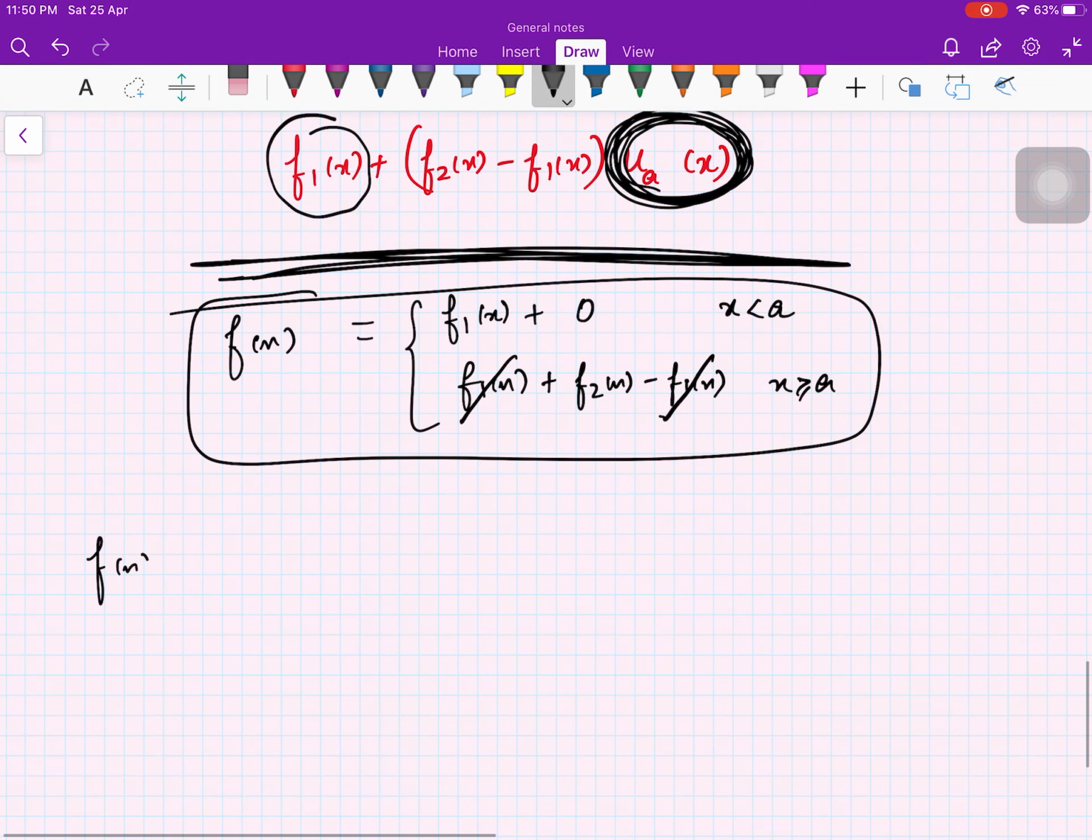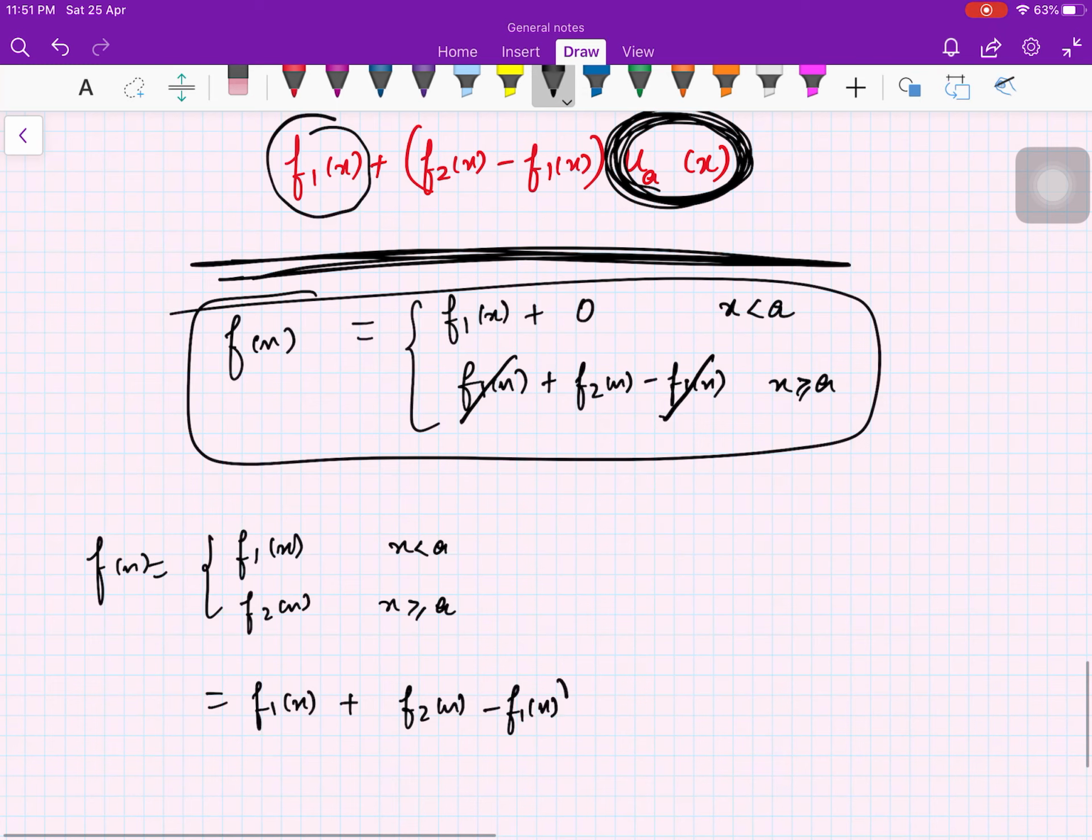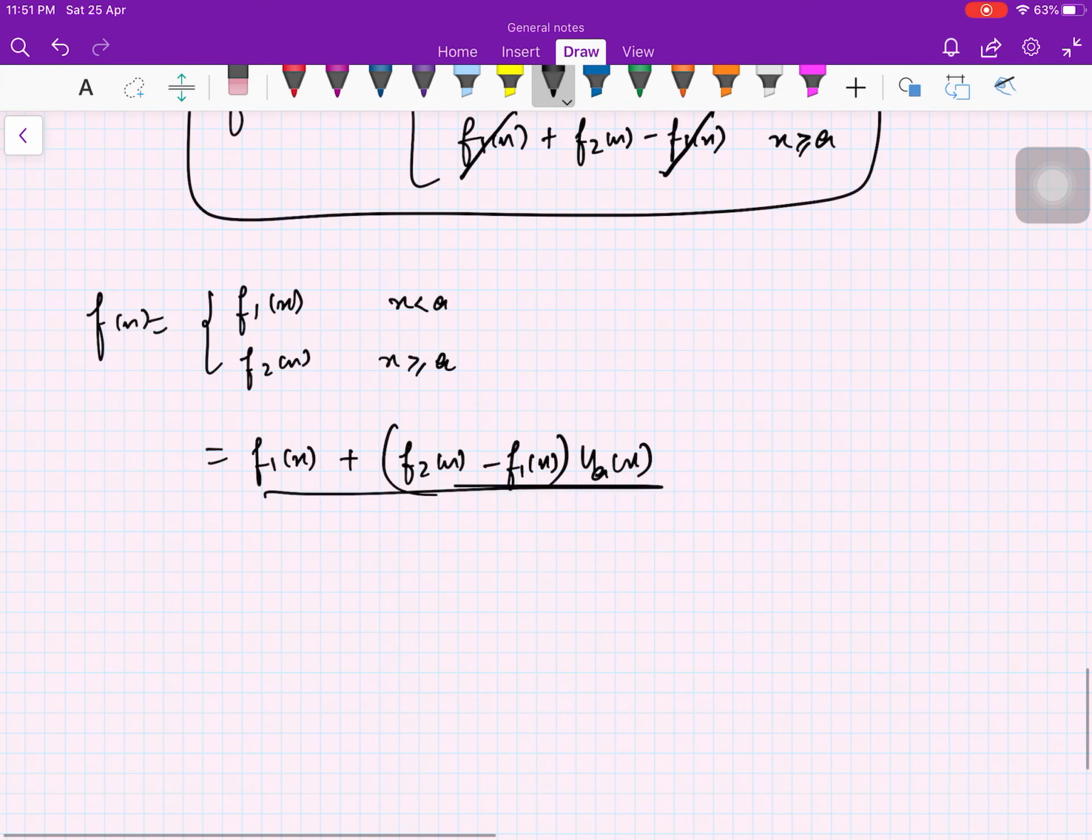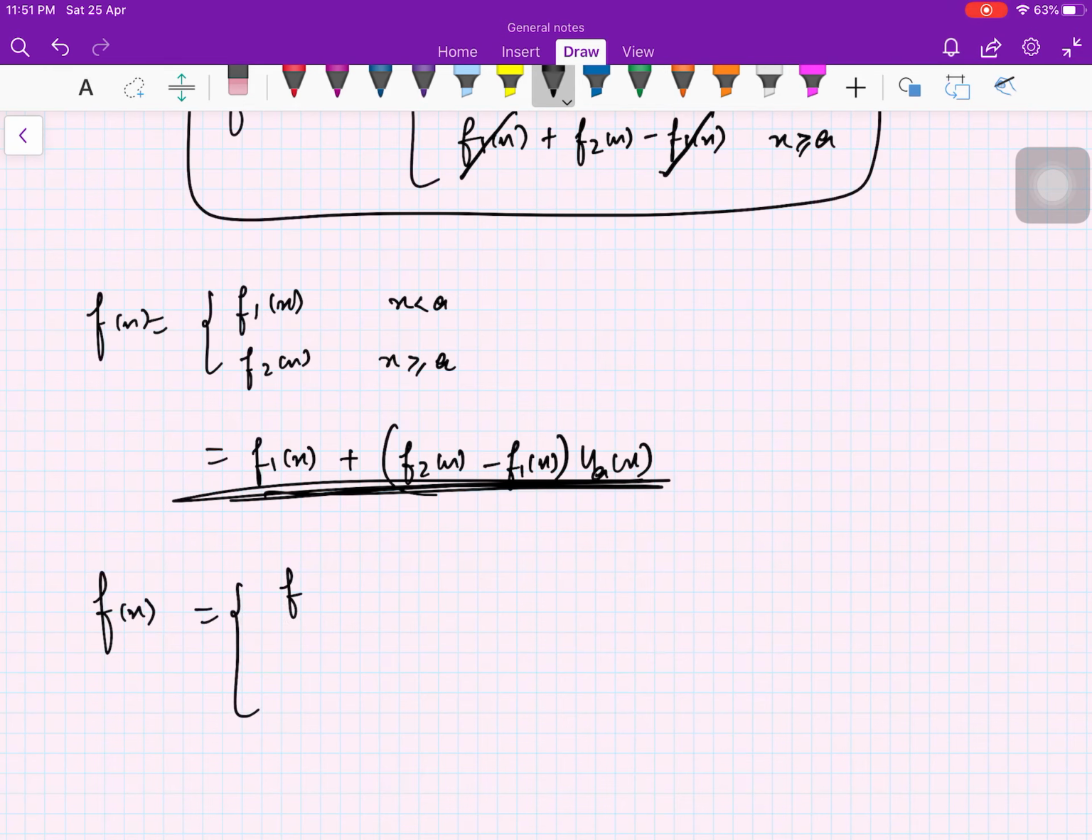So whenever you have a function like this, f1(x) and f2(x) for x less than a, x greater than or equal to a, you can write this function as f1(x) plus [f2(x) minus f1(x)] into u_a(x), right? Now suppose you have a function which is 3 valued. This is important. I'll just show you how we will use it.